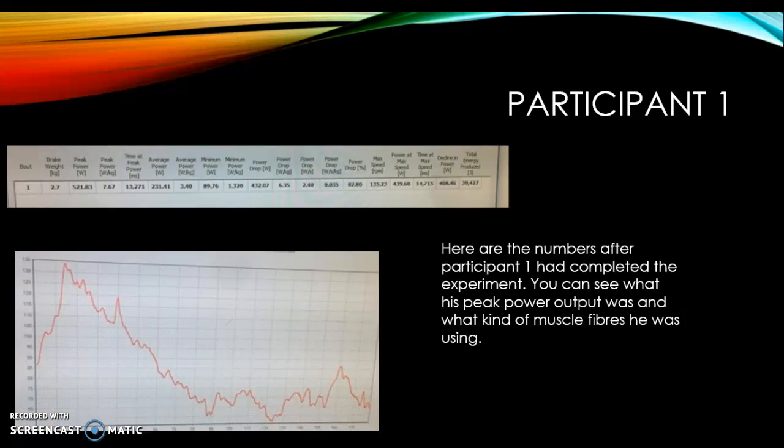Here is the data collected from the experiment we had done, and here is participant 1's data. Here you can see this is where participant 1 peaked, and this was his highest power output. His maximum power was 521, and the power drop was 432 watts. This steady decrease here can show that participant 1 was struggling and was mainly using fast twitch muscle fibers.